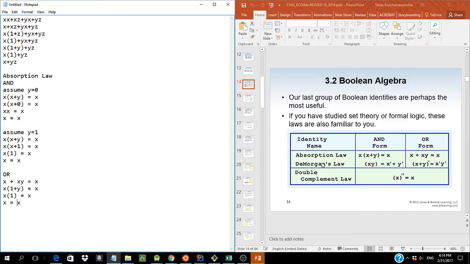De Morgan is pretty much just the opposite. If you are x and y, it's going to be not x or not y. If you are x or y and the whole thing is not, meaning not x and not y, just the opposite. And double complement: x not not, so you have x out. So those are pretty much the rules that we use for Boolean algebra.